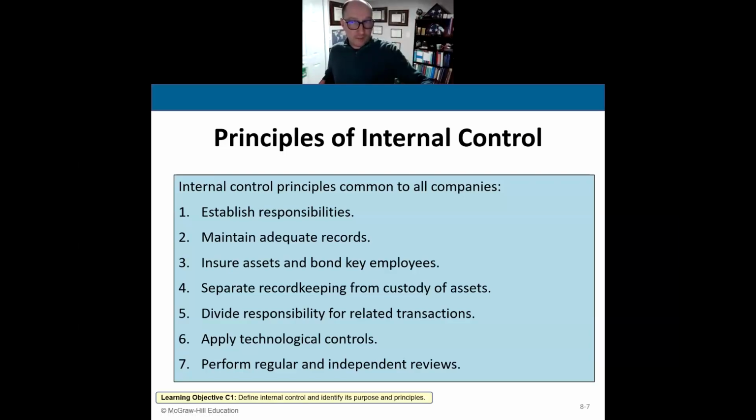The next thing that companies need to do, this is best practices, is to establish and use the principles of internal control. So there's 7 principles to follow for each business. One, of course, is to establish the responsibilities of each employee. Who's responsible for what? Second is, of course, to maintain adequate records. Personally, for taxes, you're supposed to, not everyone does this, keep your tax records for at least 7 years. Individually, you're supposed to do this.